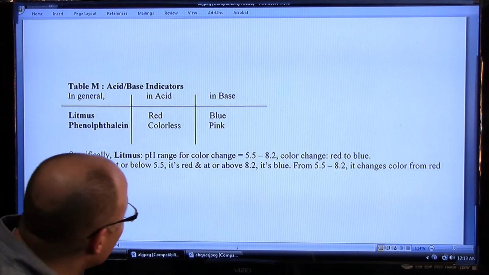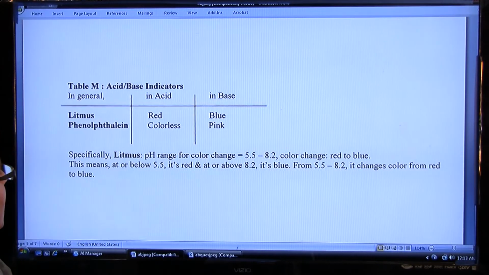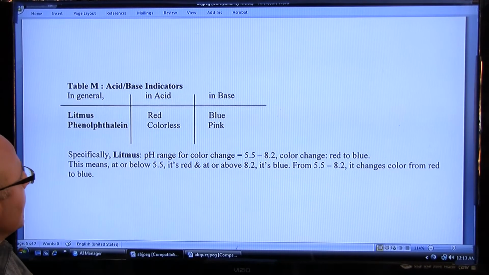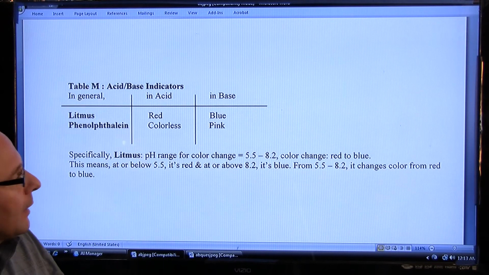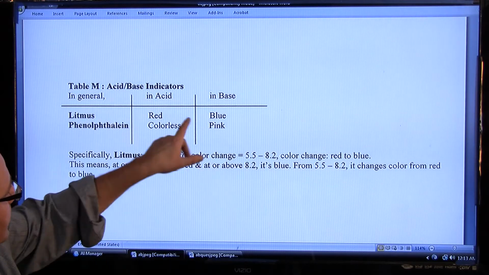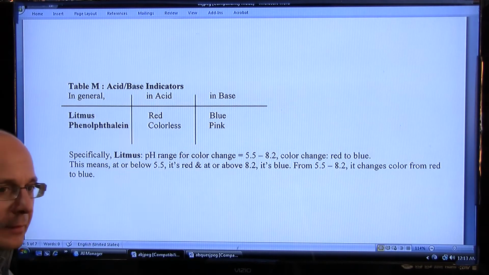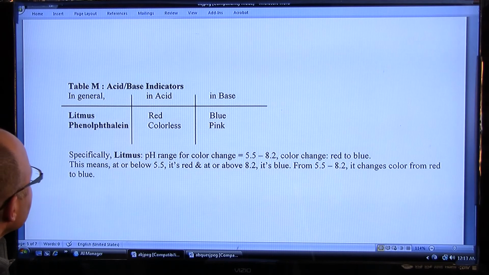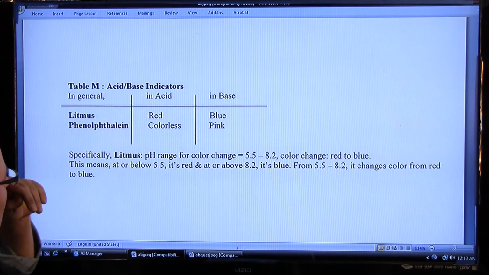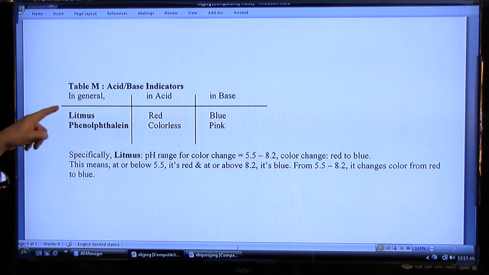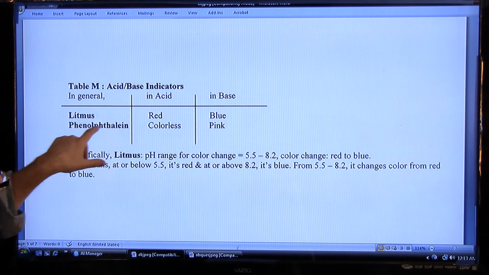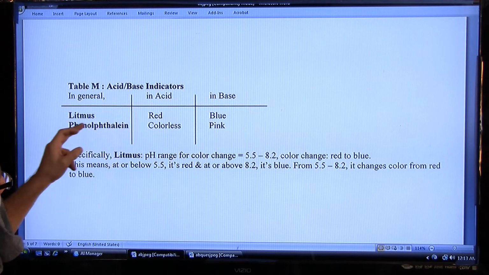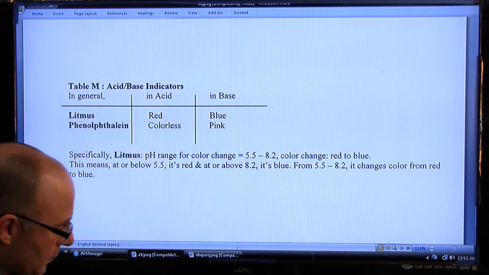Continuing our coverage of acids and bases, you want to turn to Table M, which is the acid-base indicator table, so we can make sense of what's going on here at the top of page 21. In reference to these two indicators, which are the most common, you should remember that litmus in acid turns red, and litmus in base turns blue.